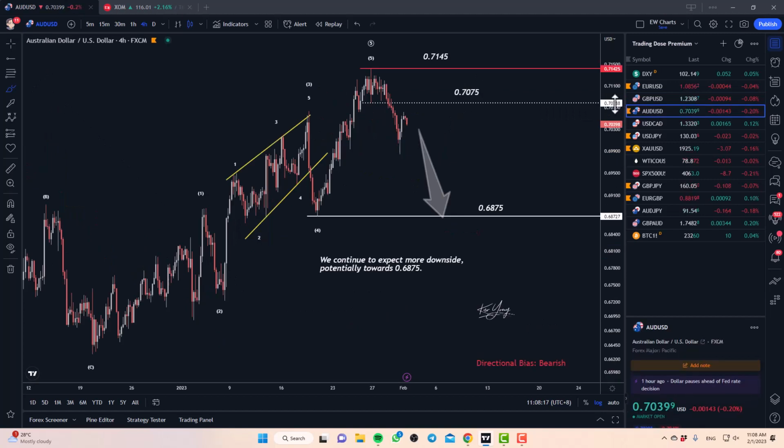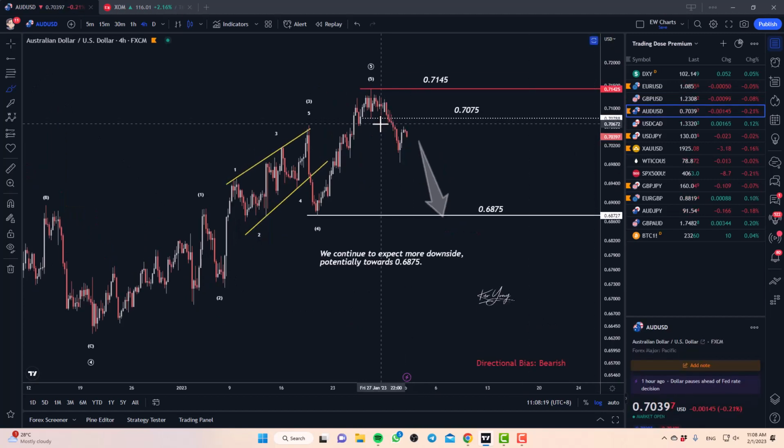And in terms of Aussie, yesterday we got a decent break of the previous low. If you managed to take that sell trade, it will be a good time to shift your stops to break even to protect this, and we're still continuing to expect more downside potentially towards 0.6875. So for most of these major pairs, we're generally holding a bullish perspective on the dollar, but again, it's not the clearest. There's a mix of it. Some of these pairs are suggesting a strengthening of the dollar, while some pairs are more towards the downside.